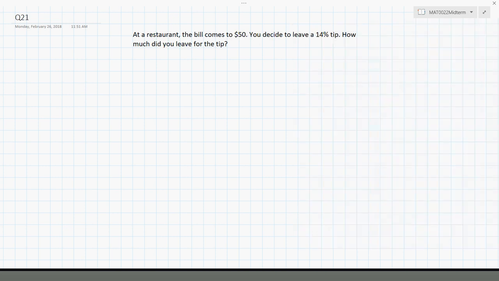Restaurant, the bill comes to $50. You decide to leave a 14% tip. How much did you leave for the tip? Question? Is that a proportion? You could do proportions again, like we said earlier, but also I can do that multiplication by the decimal, and I can get my answer there too. Okay, let's see that. Let's see the decimal one?